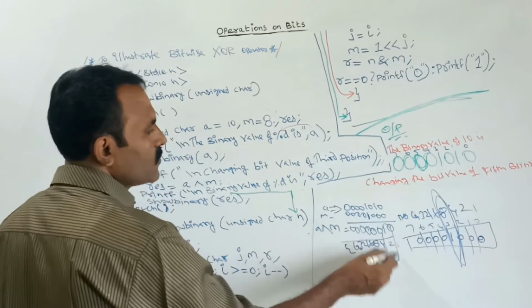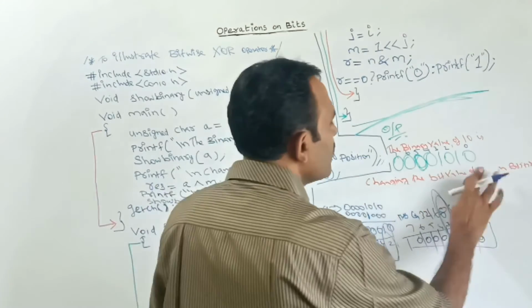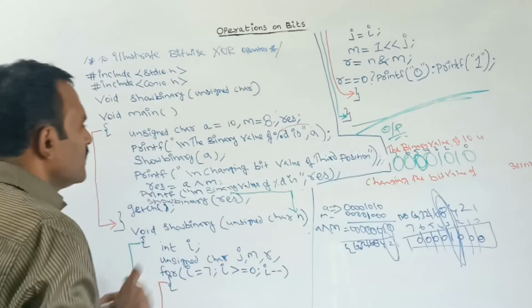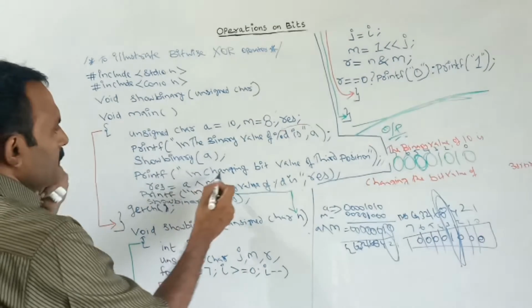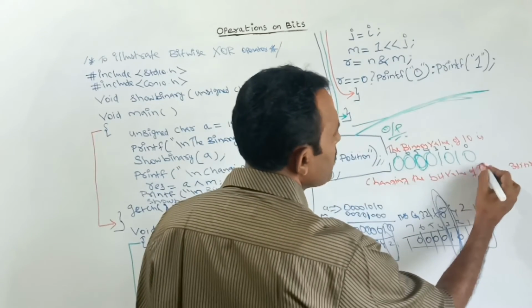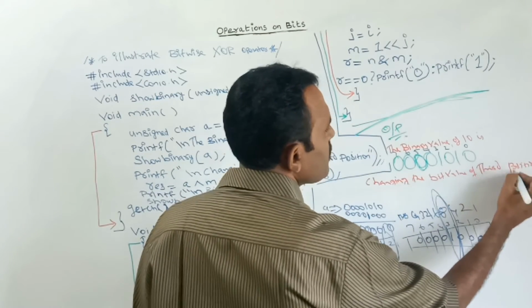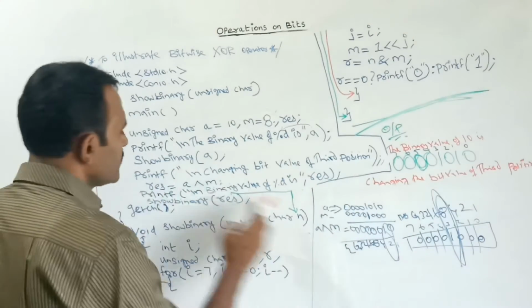1 into 2, 2. So here our result value is equal to 2. So here in the output, in this step, after changing the bit value of the third position, this message prints as third position. After that, the result is 2.